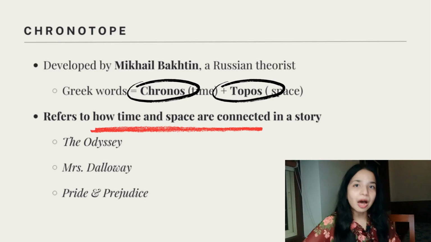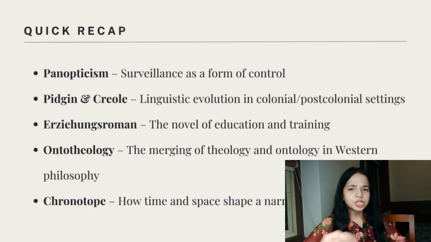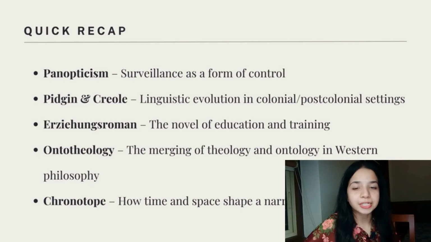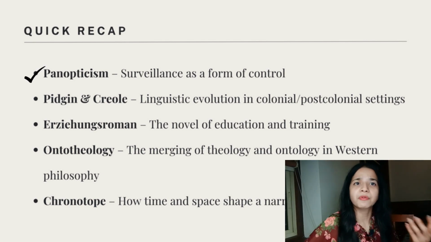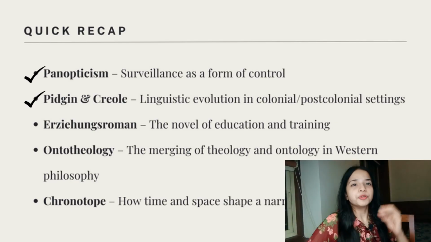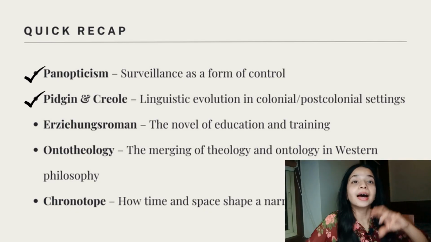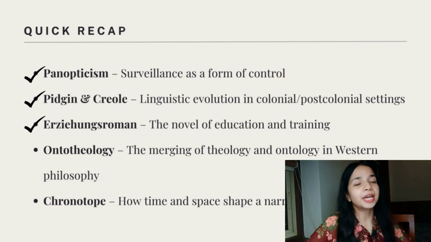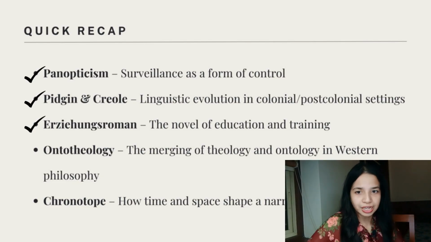So with that, we now come to an end of our video. Let's just do a quick recap of all the important terms that we discussed in this video, starting with Panopticism. When we talk about Panopticism, it's basically surveillance as a form of control, trying to establish a kind of self-discipline amongst individuals. Second, Pidgin and Creole, the two kinds of contact languages which have evolved in the colonial and post-colonial settings. Then you have Erziehungsroman, which talks about the development of a character in terms of their education, their training. It's a novel of education, right?